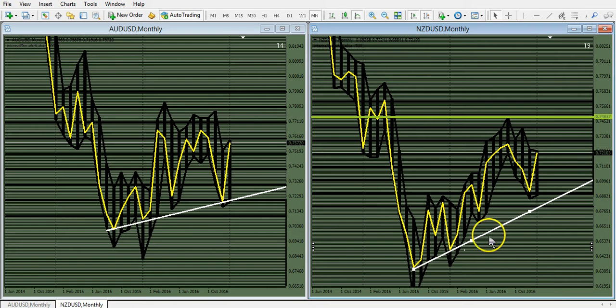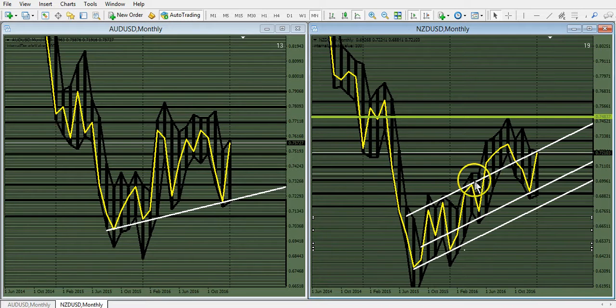Take that line, and then you could copy this and create an envelope. So you could build a channel off of this. You're here, at the Andrews pitchfork tine. You got 1, 2, 3, 4 hits coming up. I have a hell of a time copying that line.